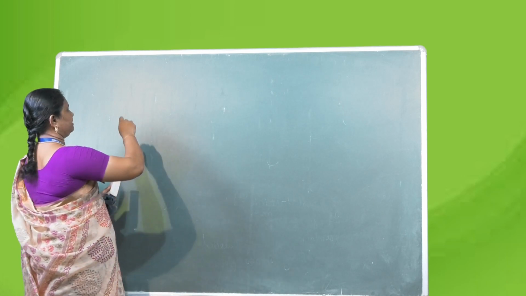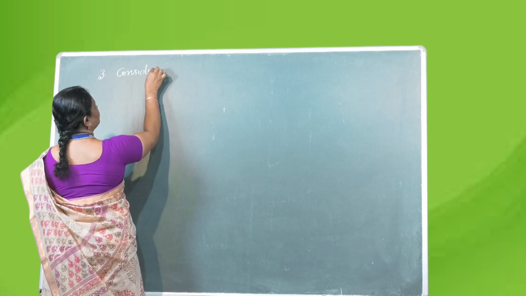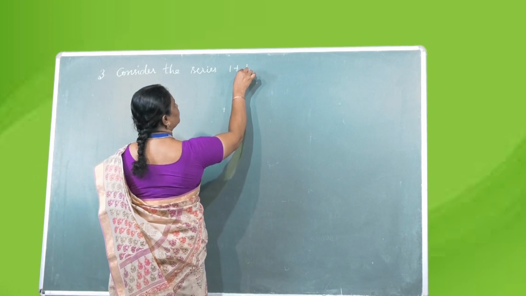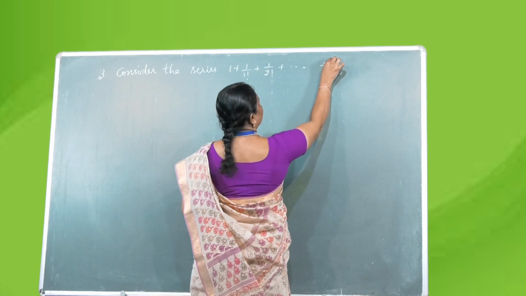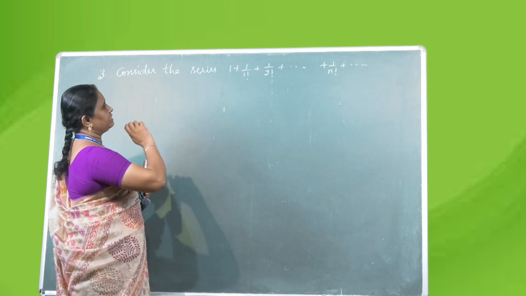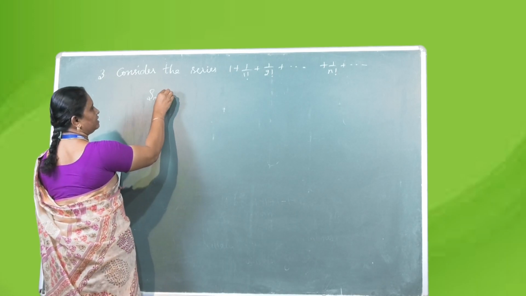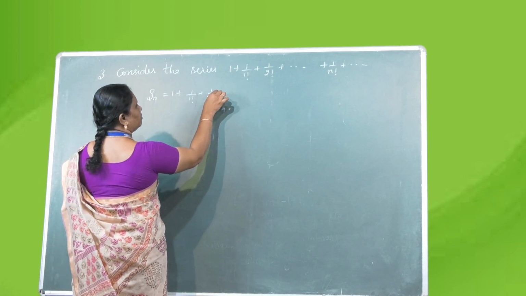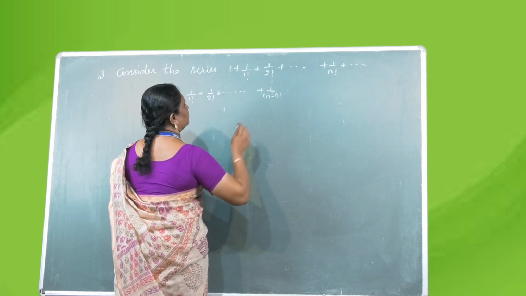So next, let us consider the series. As a third problem, consider the series 1 plus 1 by 1 factorial plus 1 by 2 factorial plus etc. plus 1 by n factorial plus etc. So we have to discuss the convergence of this series. Now let us take the sequence of partial sums Sn: 1 plus 1 by 1 factorial plus 1 by 2 factorial plus etc. plus 1 by (n minus 1) factorial.